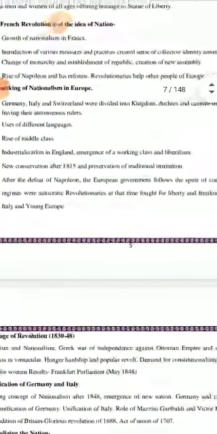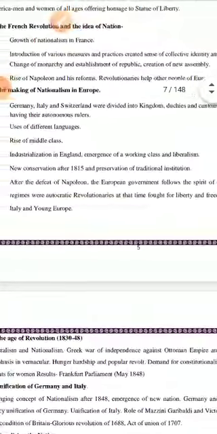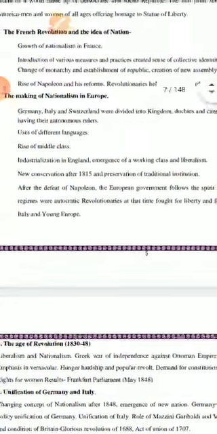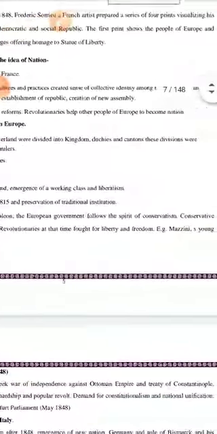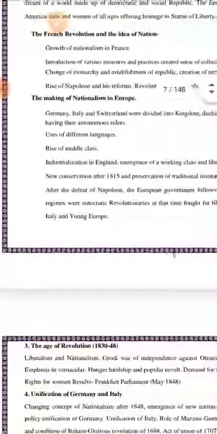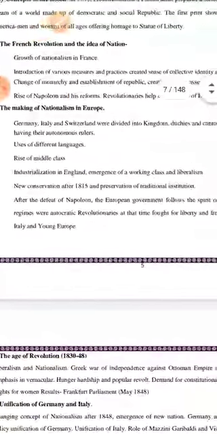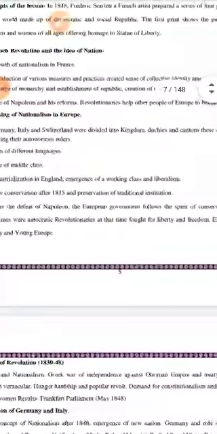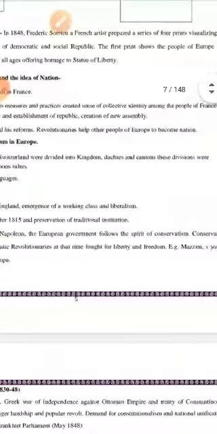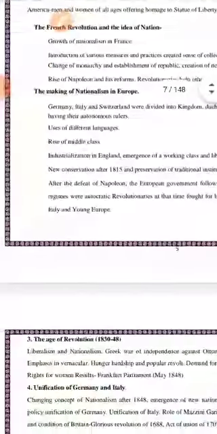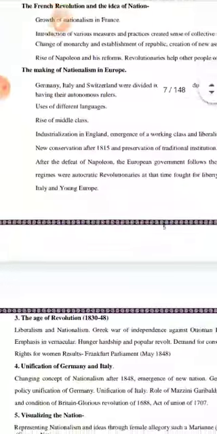Industrialization in England, emergence of the working class and liberalism, new conservatism after 1815, and preservation of tradition and traditional institutions. After the defeat of Napoleon, the European governments followed the spirit of conservatism, and conservative regimes were autocratic. Revolutionaries at that time fought for liberty and freedom. Example, Mazzini, Young Italy and Young Europe.